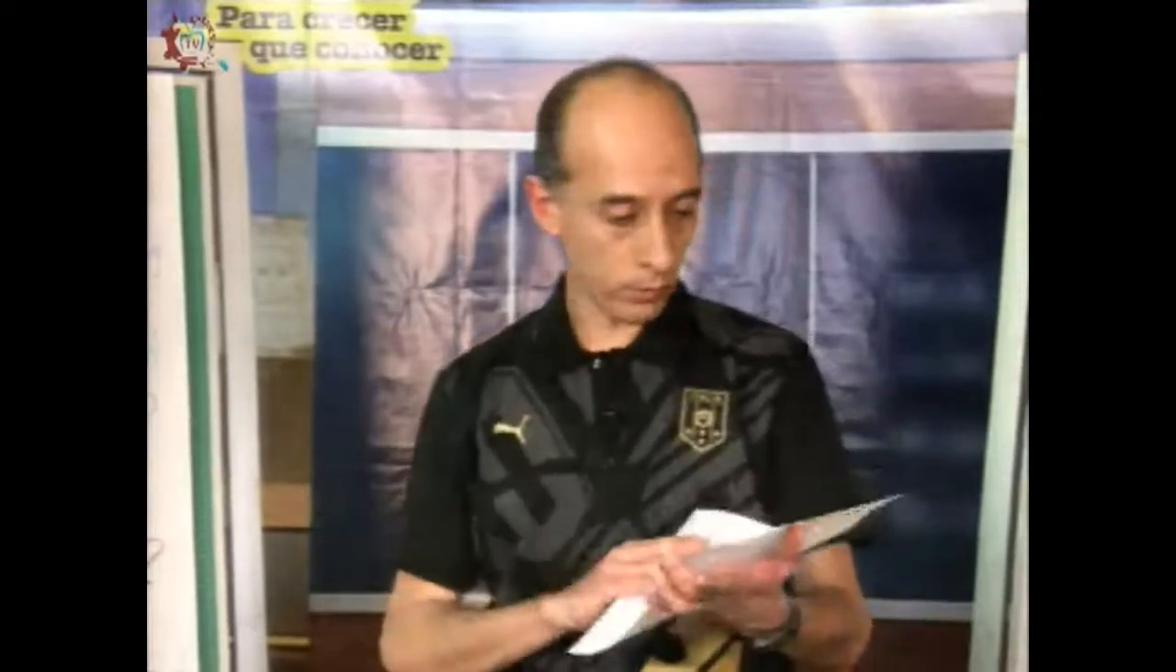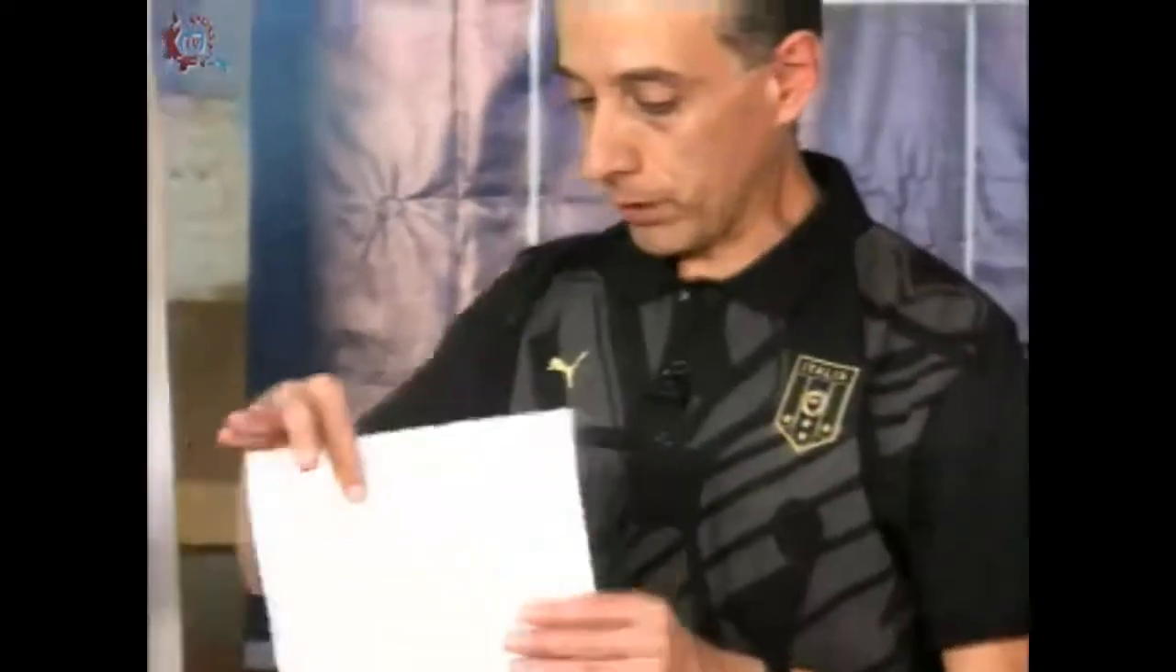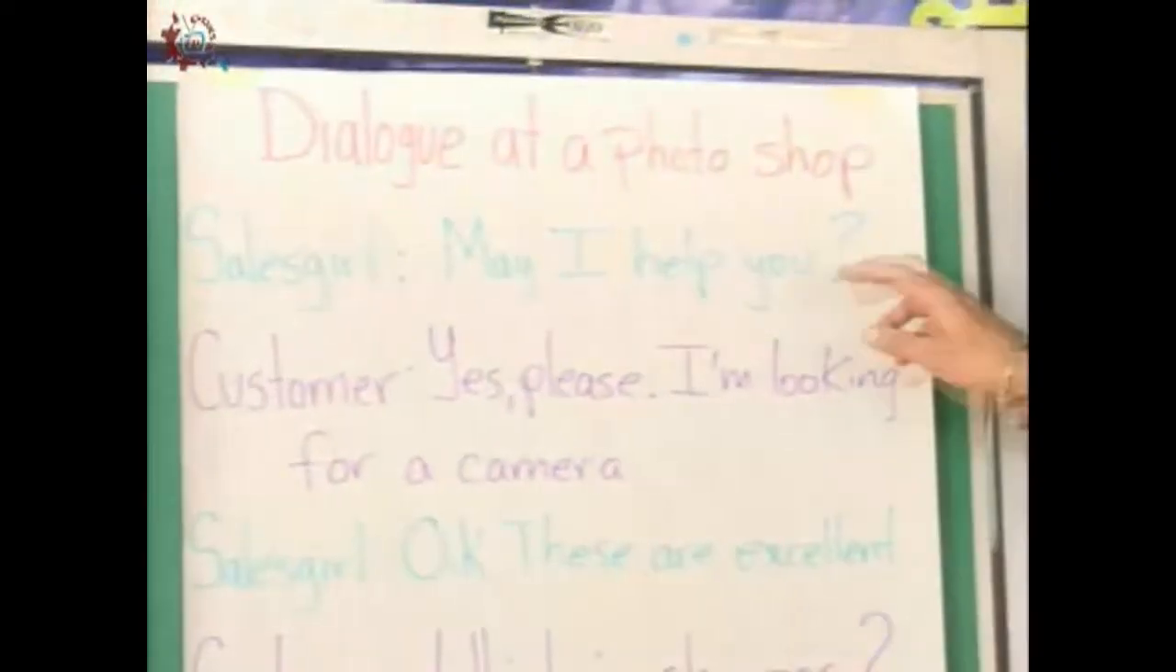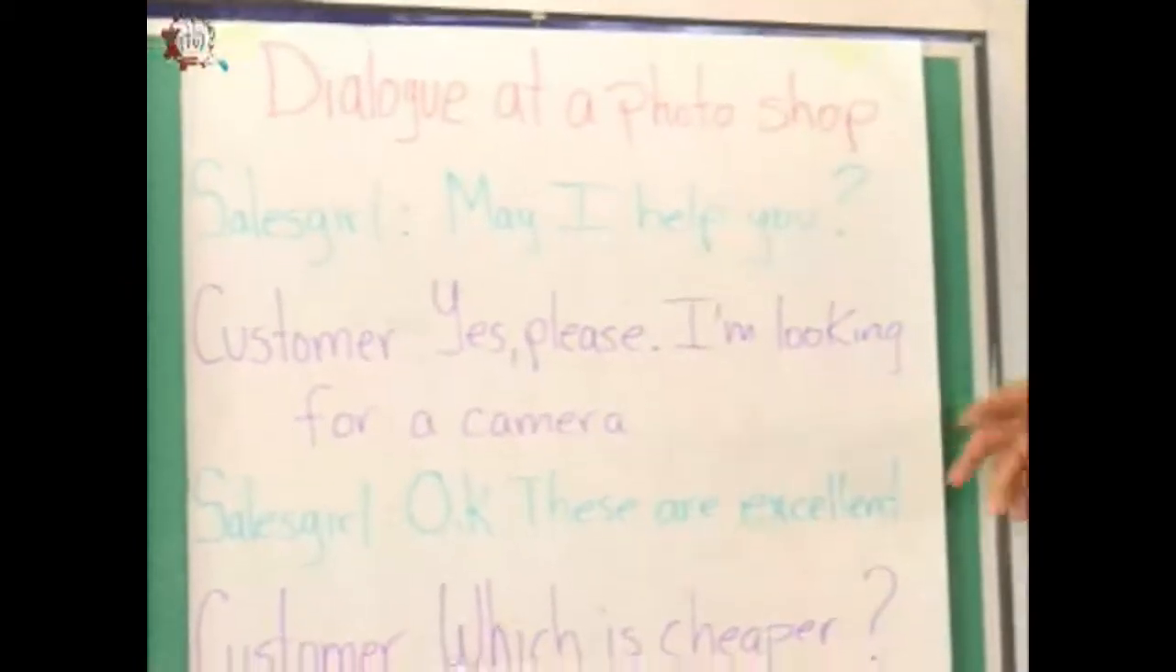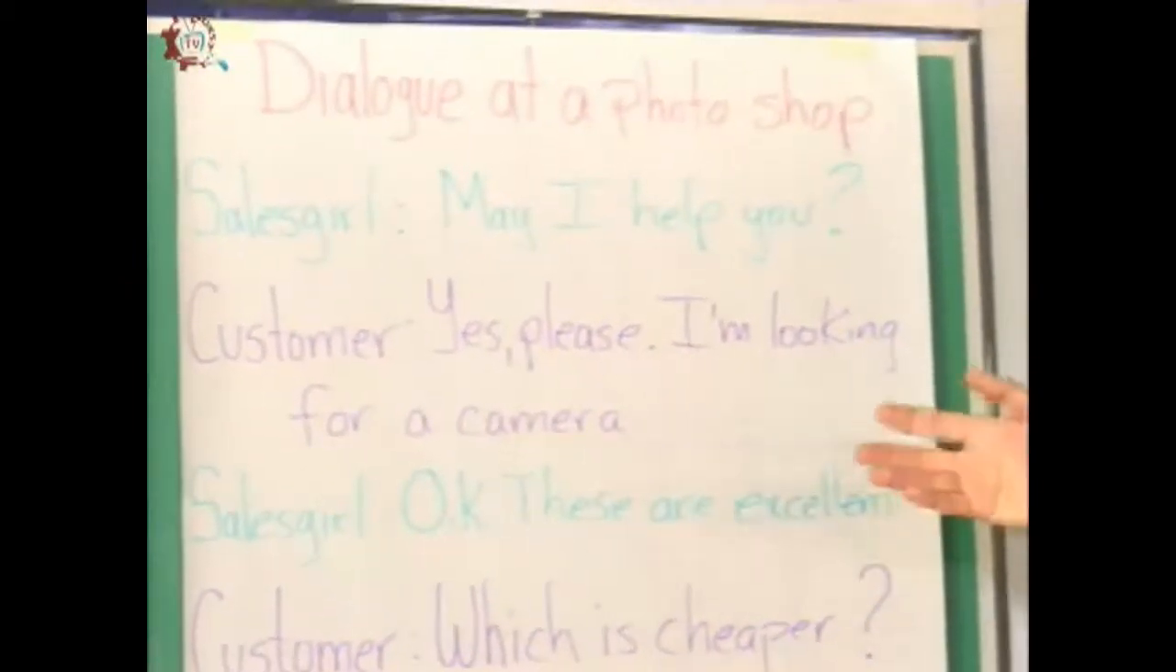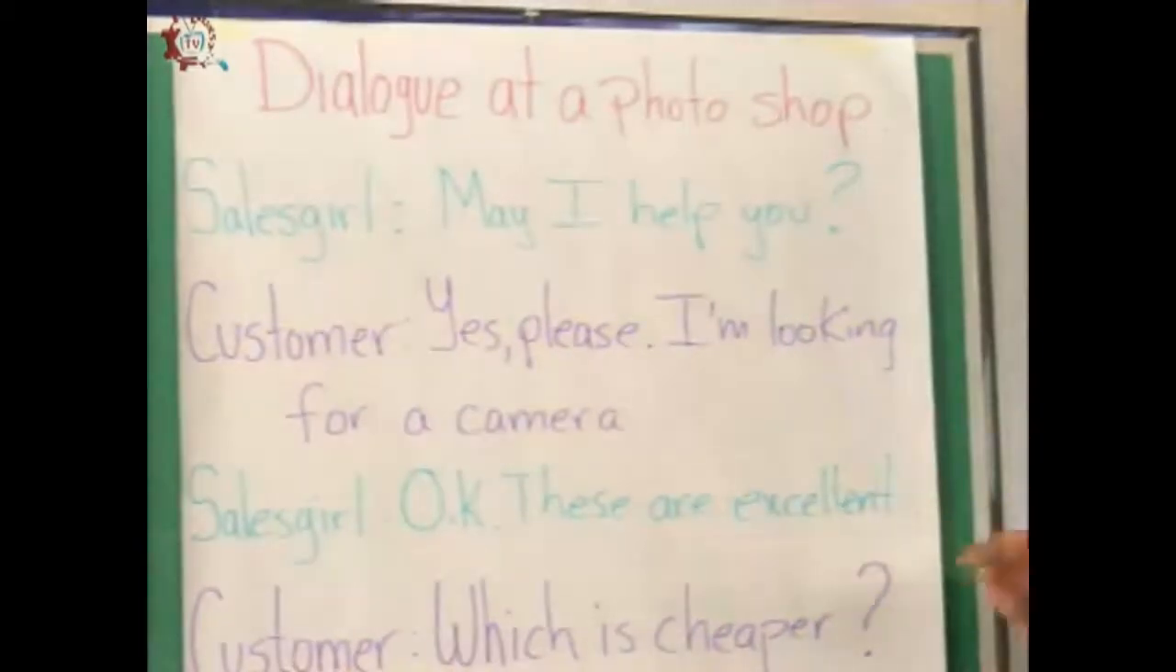Okay, we are going to begin with the dialogue. You can look here on your worksheet. This is worksheet number 3, I repeat. And on the top you can see this dialogue. It is a dialogue at a photo shop. The photo shop is the place in which we can buy cameras, photo cameras or video cameras.